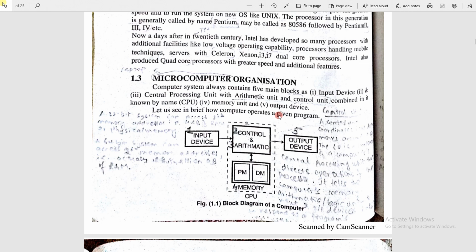A computer system always contains five main blocks. Of course, it has an input device and an output device. The third one is the CPU, which has an arithmetic unit and a control unit. And the fifth one is the memory unit. If you go by the list given in your textbook, first is the input device, second and third is the central processing unit with arithmetic unit and control unit, fourth one is the memory unit, and fifth one is the output device.